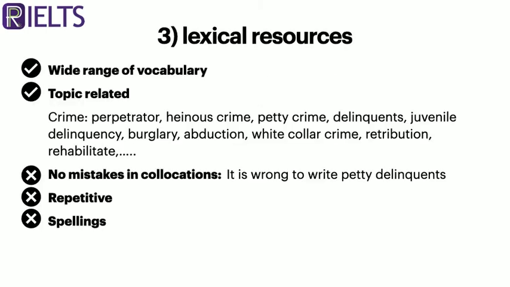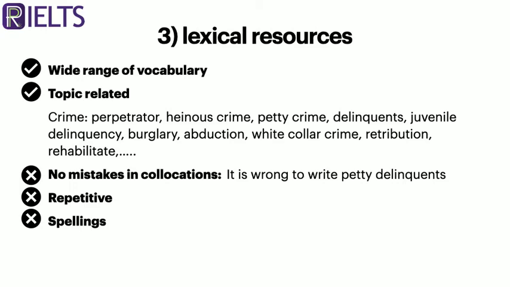So, coming to the next slide. The third band descriptor is lexical resources. This is the vocabulary which you use in your essay. Firstly, the vocabulary should be of a wide range. There should be different kinds of words. Then it should be topic related. For example, if your essay is related to crime, there should be words like perpetrators, which means criminals, heinous crime, petty crime, delinquents, juvenile delinquency, burglary, abduction, white collar crime, retribution, rehabilitate. So these are the words which are related to the crime world.